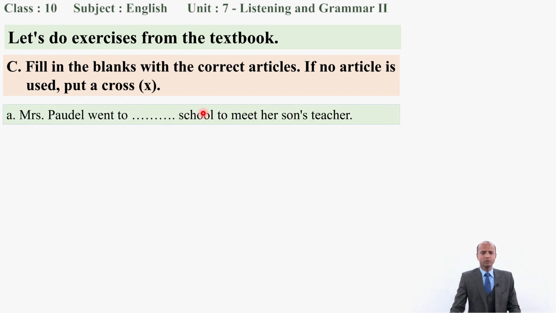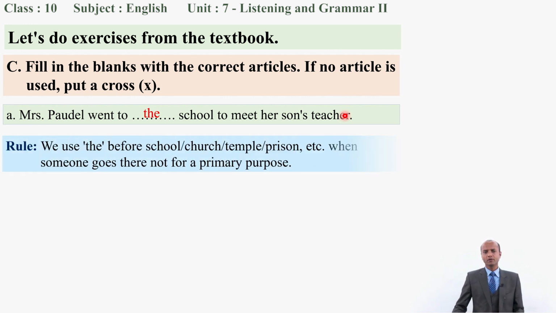Mrs. Powdell went to ... school to meet her son's teacher. What should be there? A, an, the, or nothing? Very good. There should be nothing. Why? Let's look at the rule. We use "the" before school, church, temple, prison, etc. when someone goes there not for the primary purpose. For example, I go to school means I am a student. I go to the school to meet my son's teacher. I'm not a student now. That's why here Mrs. Powdell goes to school not as a student but as a parent. That's why you have to use "the".